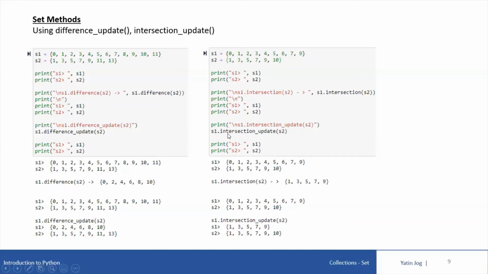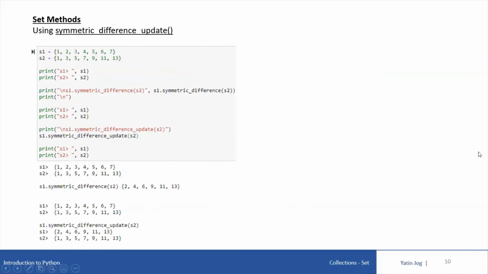So after this S1.intersection_update(S2) method call, if I again print S1 and S2 on the screen, my S1 has changed. Now S1 contains 1, 3, 5, 7, 9, which is the result of the intersection method. There is no change in S2. So you have to remember this. If you want to store the result into the calling object, use the underscore update method, be it difference, be it intersection. Now we also have an update method for symmetric difference.